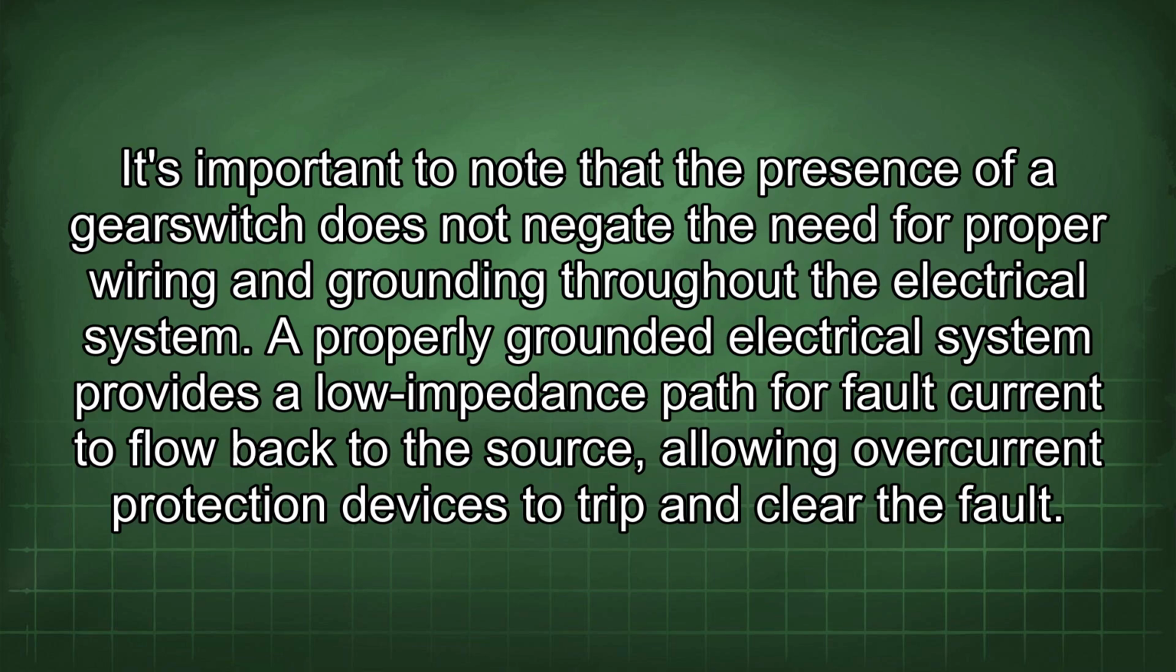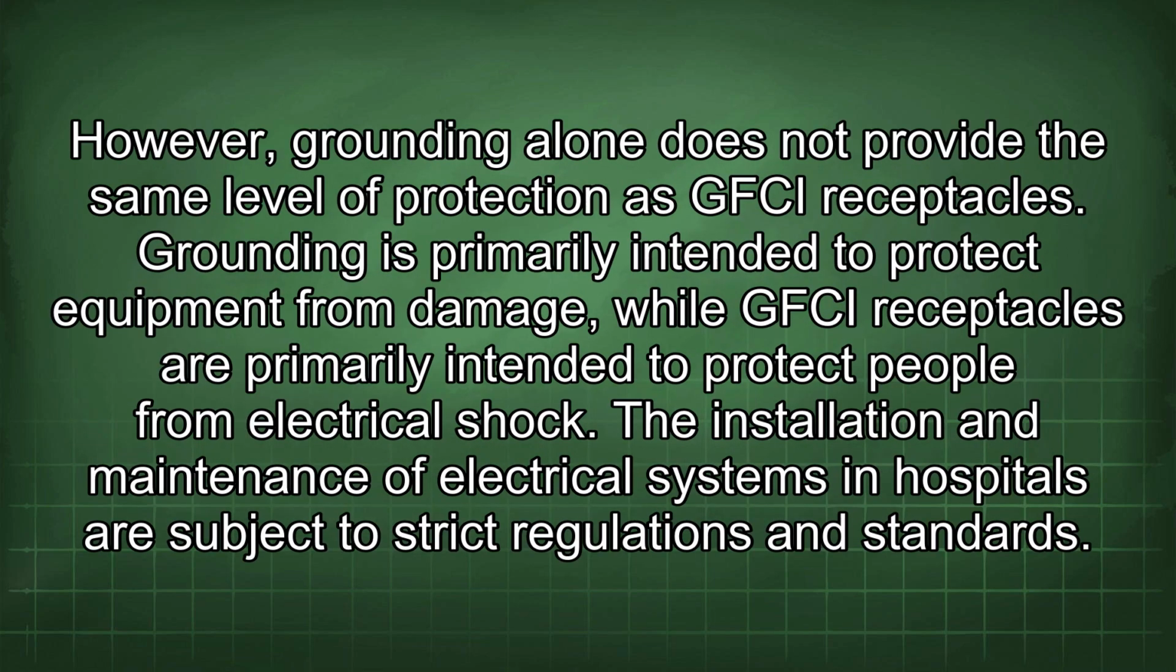It's important to note that the presence of a transfer switch does not negate the need for proper wiring and grounding throughout the electrical system. A properly grounded electrical system provides a low impedance path for fault current to flow back to the source, allowing overcurrent protection devices to trip and clear the fault. However, grounding alone does not provide the same level of protection as GFCI receptacles. Grounding is primarily intended to protect equipment from damage, while GFCI receptacles are primarily intended to protect people from electrical shock.